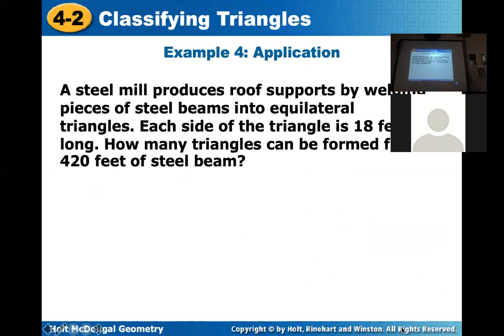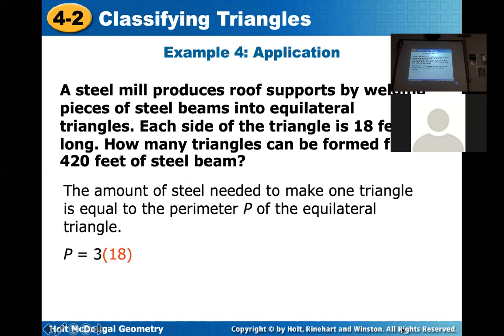A steel mill produces roof supports by welding pieces of steel beams into equilateral triangles. Each side of the triangle is 18 feet long. How many triangles can be formed from 420 feet of steel beam? Well, we know one side of the triangle is 18. The other two sides are also 18 because it's equilateral. So it's 18 times 3 to find the perimeter of our equilateral triangle. And then we need to take 420 divided by 54.